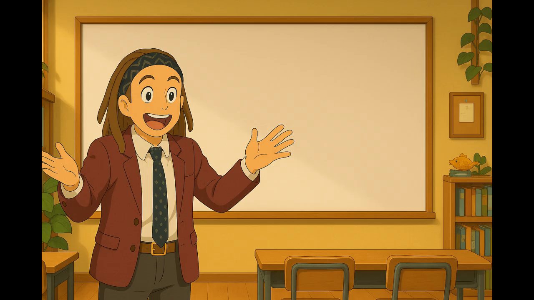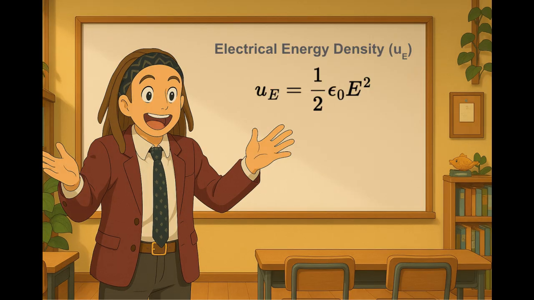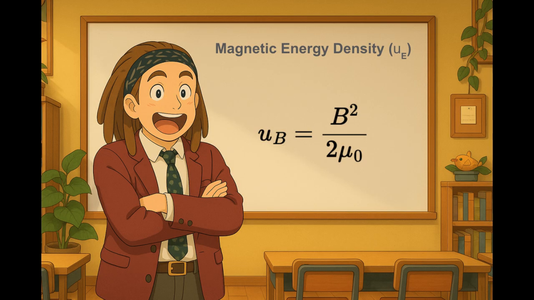Next, the relevant equations. The energy density stored in an electric field, which we'll call UE, is given by 1/2 times epsilon naught times E squared. This tells us how much energy is packed into each unit volume due to the electric field. Similarly, the energy density stored in a magnetic field, UB, is given by B squared divided by 2 times mu naught. This is the energy per unit volume due to the magnetic field.